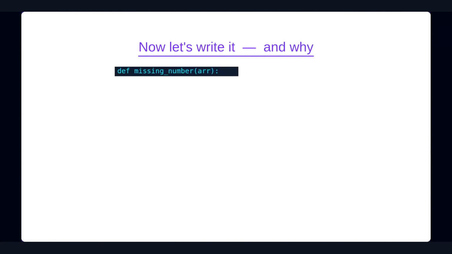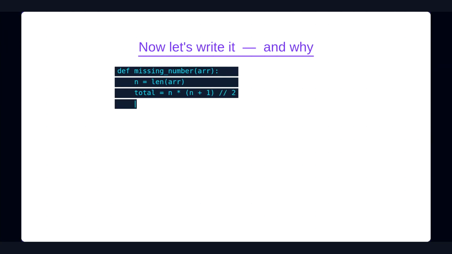Because one number is missing, the list length equals n, the top of the range. The expected total of 0 through n is n times (n plus 1) over 2. We subtract the actual sum of the list from that expected total, and the difference is the missing number.